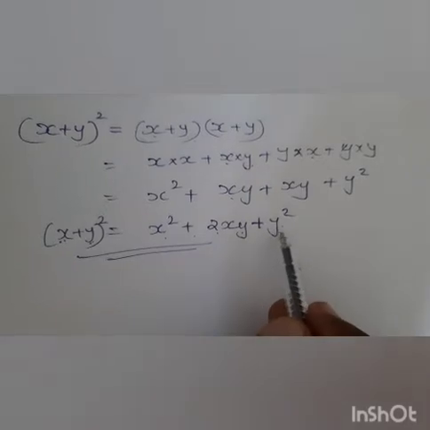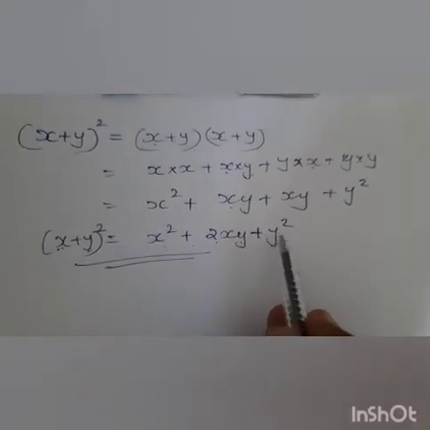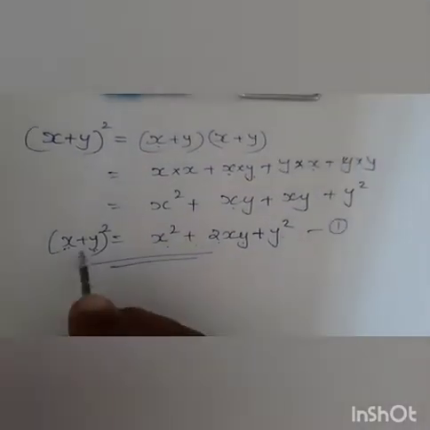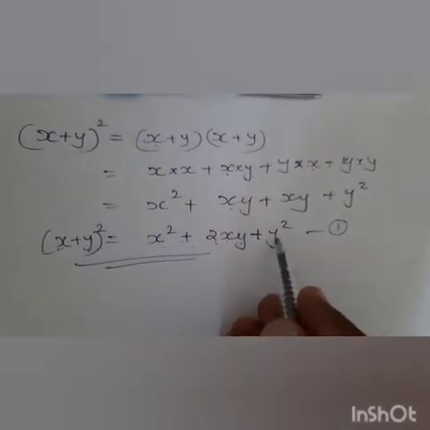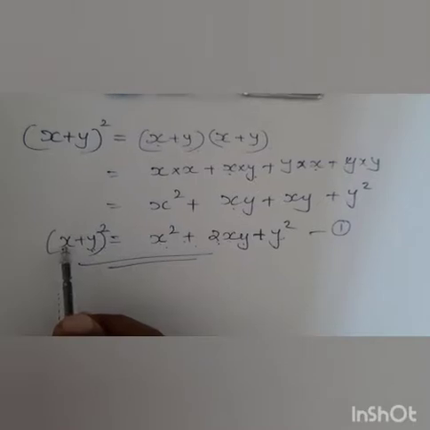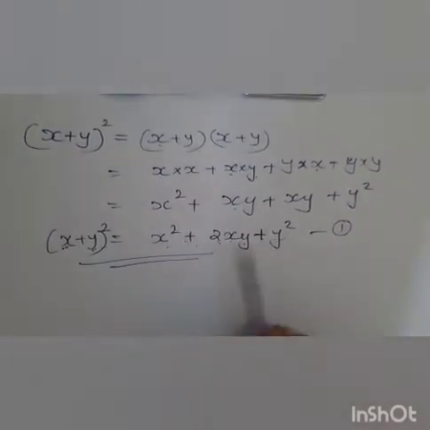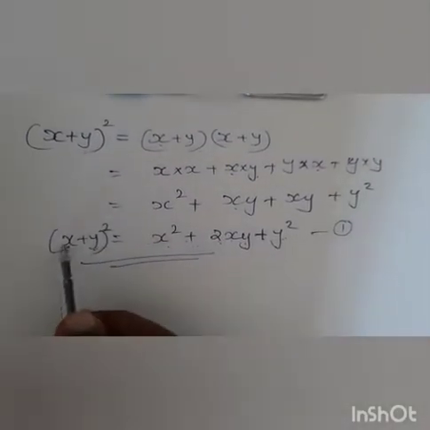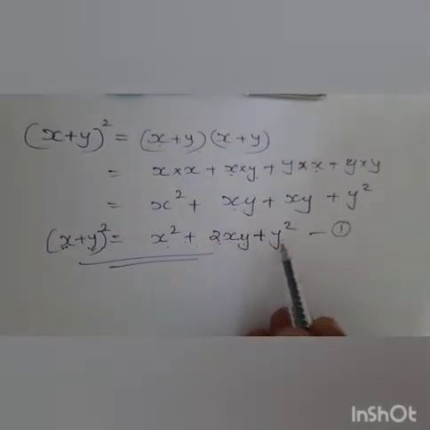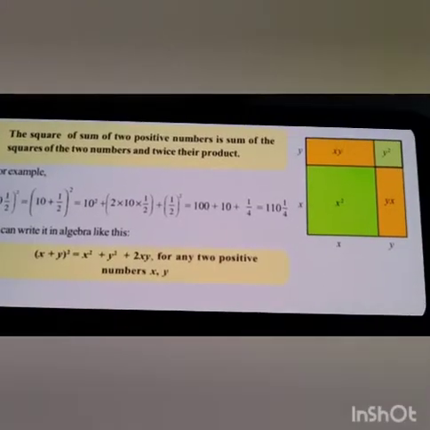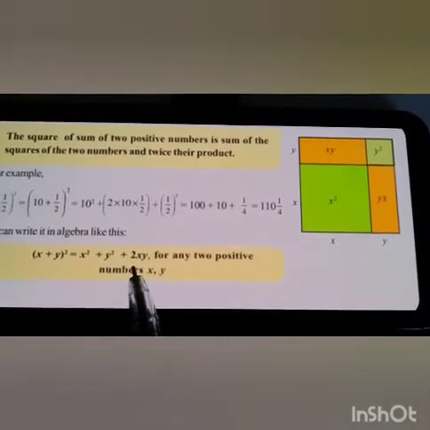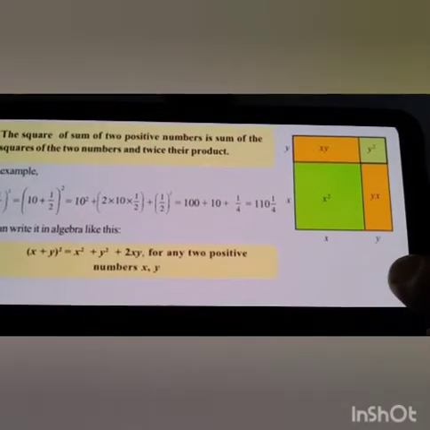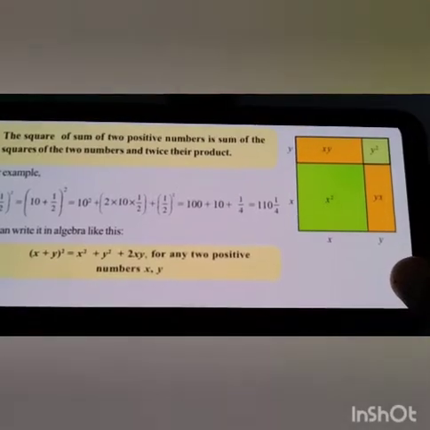So easily we can write like this using this. This is the first identity we are studying. X plus y whole square is equal to x square plus 2xy plus y square. So first take the square, then write the next square, then 2 into x into y. So the general form is x plus y whole square is x square plus y square plus 2xy. So this is for two positive numbers.